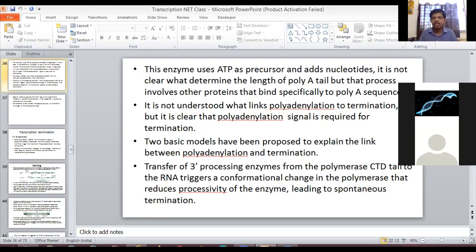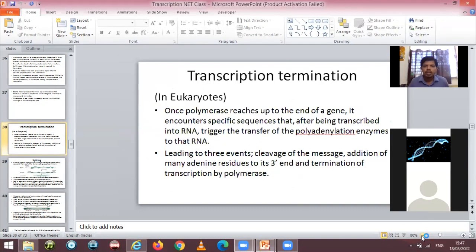The first one is that the transfer of 3' processing enzymes from the polymerase will trigger a conformational change in RNA polymerase, which will reduce the processivity of the enzyme, leading to a spontaneous termination. The second model proposes that the 5' cap on the second RNA molecule is sensed by the polymerase, which recognizes the transcript as improper and terminates.